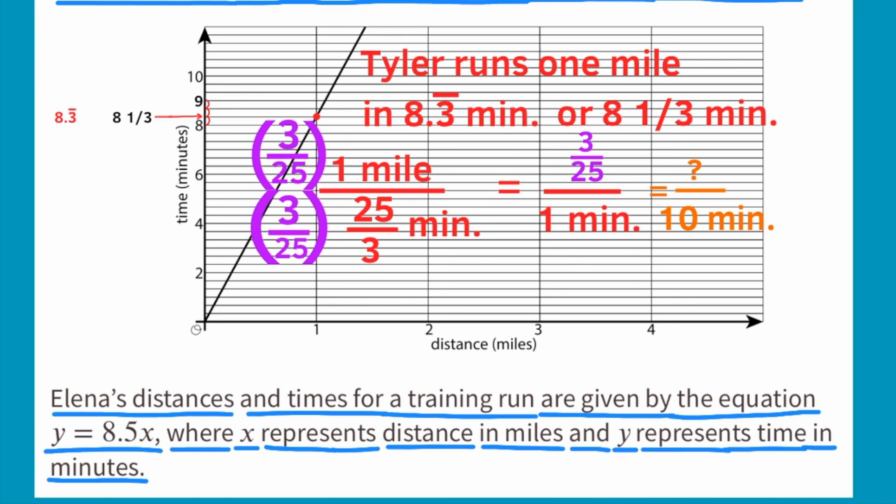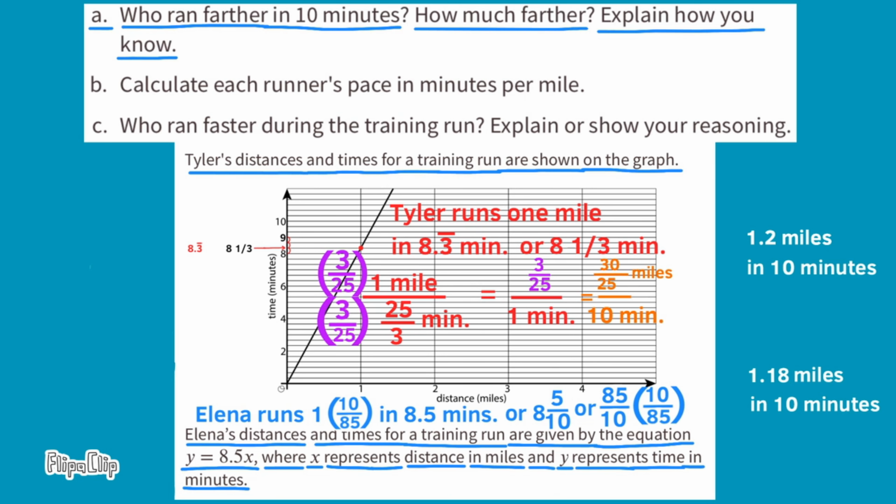In 10 minutes, Tyler can run 1.2 miles. And in 10 minutes, Elena can run 1.18 miles. Tyler ran farther, and he ran 0.02 miles farther.